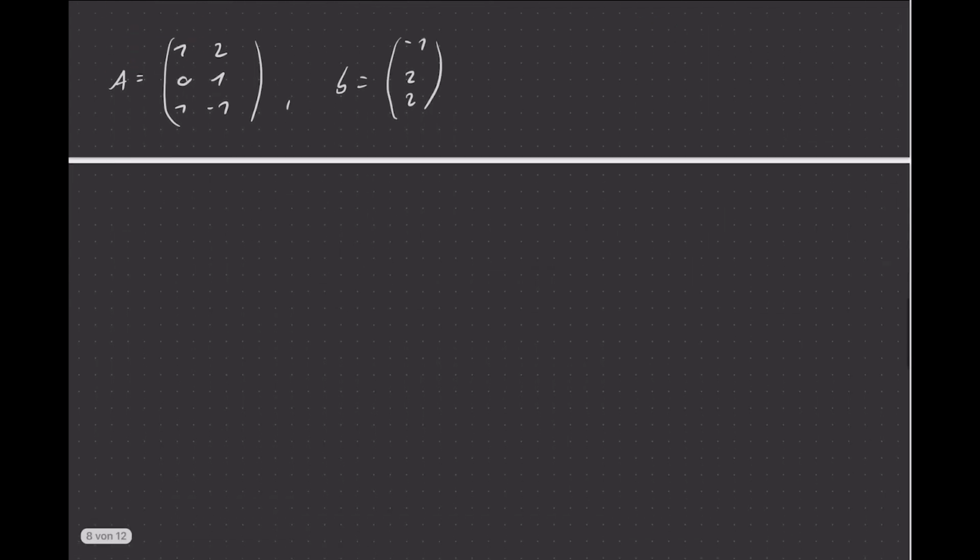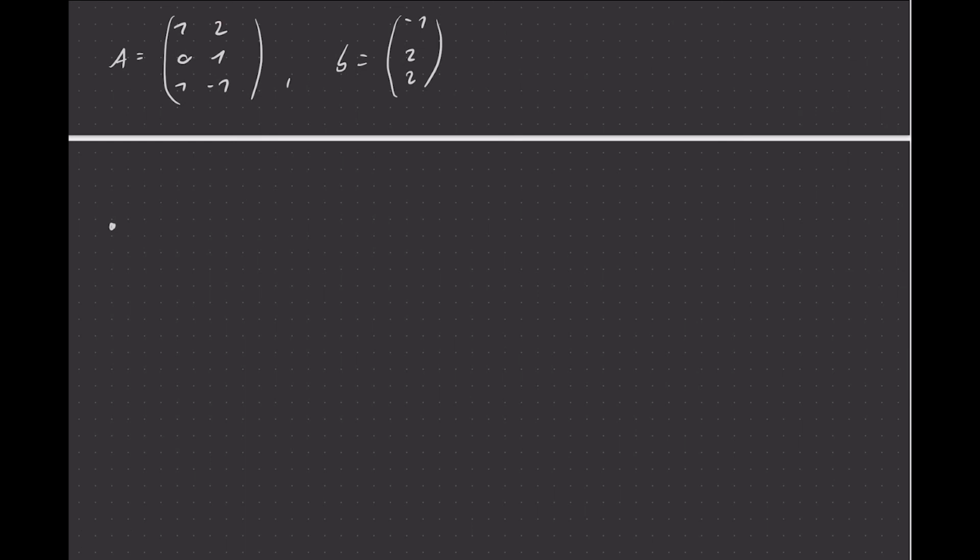So here we'll start with a very simple example. We'll start with a 3 by 2 matrix that looks like this here. And we'll take the right-hand side B to be minus 1, 2, 2. And we'd like to solve the system of linear equations Ax equals B.